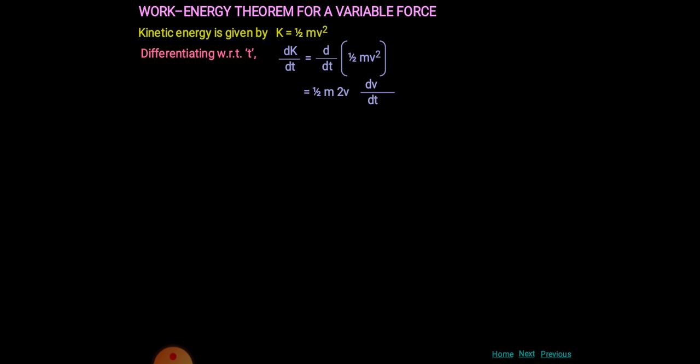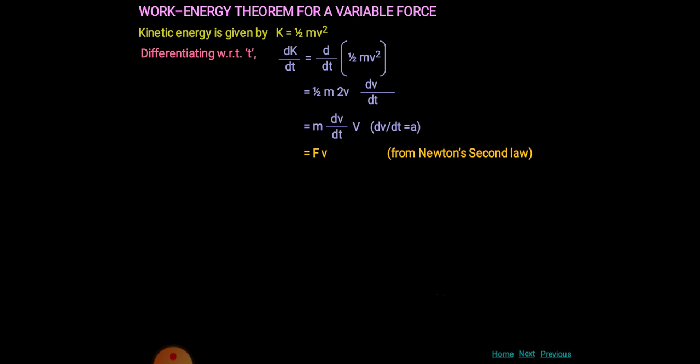So we have half m outside, 2v into dv upon dt. So 2 is getting cancelled. What is remaining? m into v into dv upon dt. So here we can write it m into dv upon dt into v. As you know already, dv upon dt is nothing but acceleration. So instead of dv upon dt, we can take acceleration, that is a. So m into dv upon dt is m into a, and that we can put as F according to Newton's second law of motion. m into a is nothing but F. So we can put it F into v.